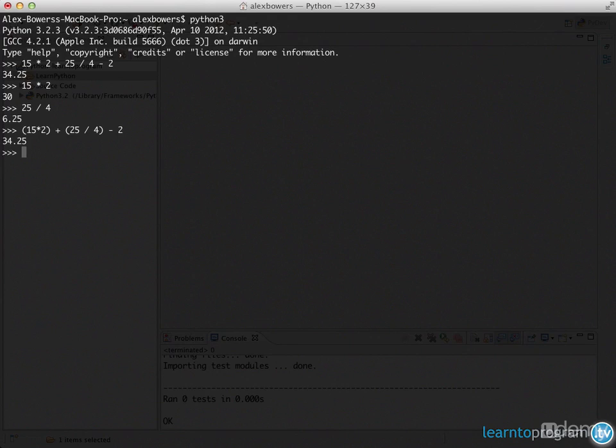And like I said, I can't emphasize how much it helps to have these brackets around each part. You can have as many brackets as you like within Python. So you could have 15 times 2 plus, and then we'll do 25 divided by 4 minus 2. That would give you the exact same answer, and it might make things a bit easier for you to understand as well with having that bracket.